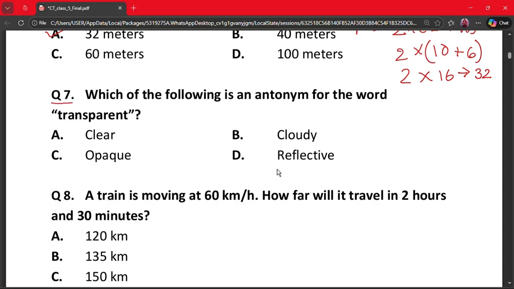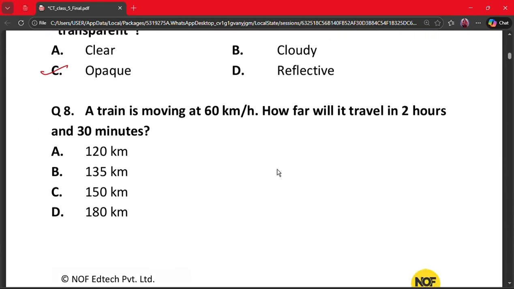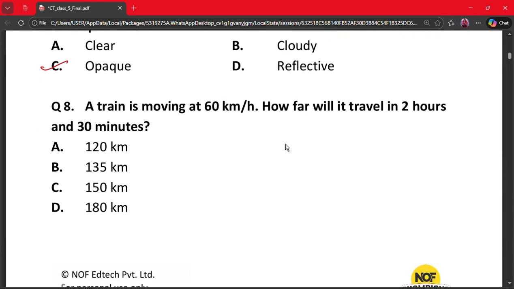Which of the following is an antonym for the word transparent? A, clear, B, cloudy, C, opaque, and D, reflective. So the correct answer is option C, that is opaque. Transparent means see-through. Opaque means not allowing light to pass. The two words are exact opposites. So option C is the correct option. Moving on to the next question, that is question number 8.